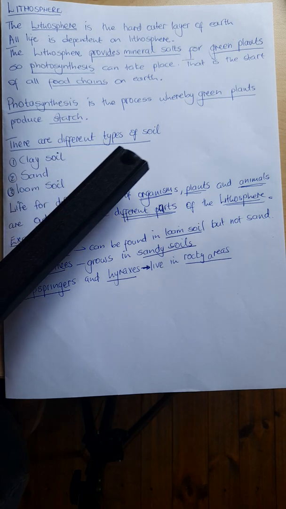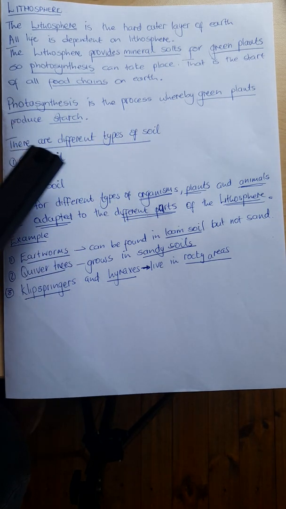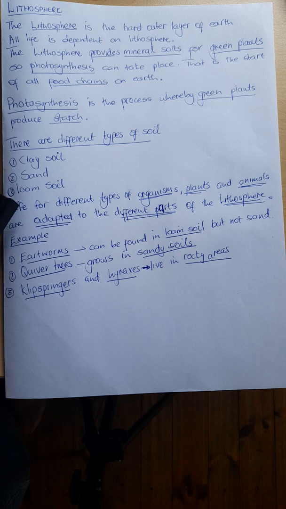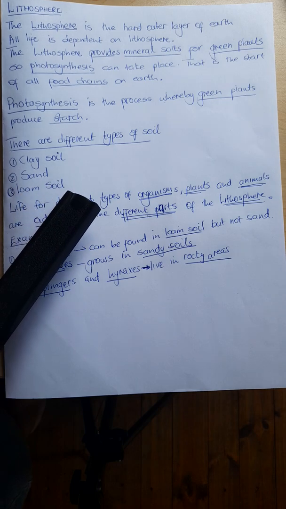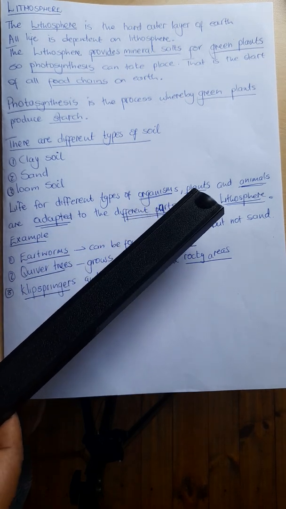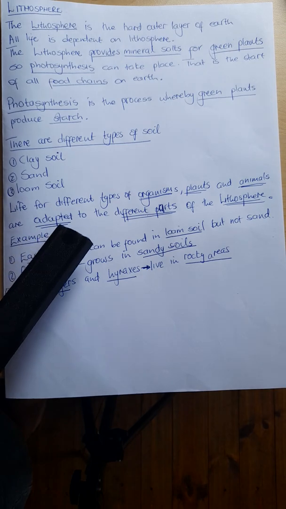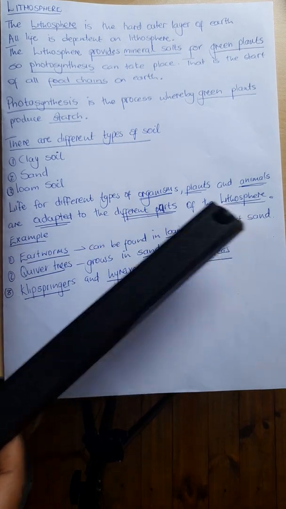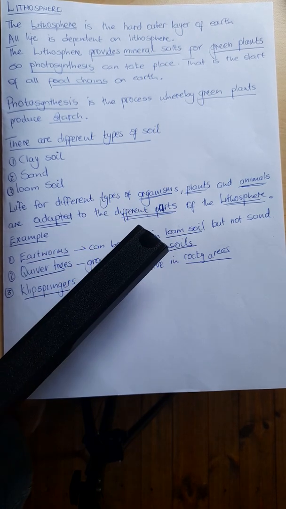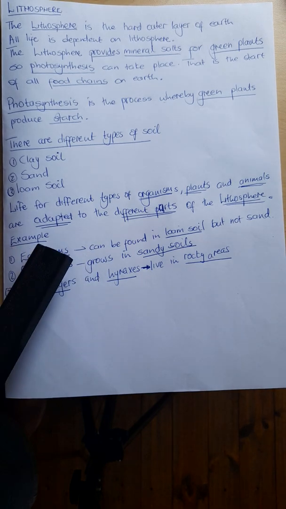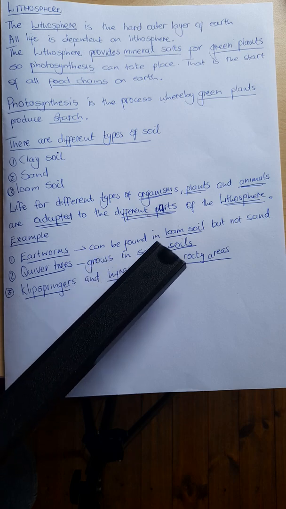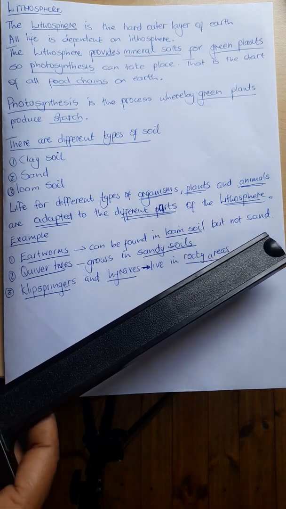There are different types of soils in the lithosphere. Remember, lithosphere is the land. There is clay soil, there is sand, and there is loamy soil. Plants and animals are adapted to the different parts of the lithosphere. For example, earthworms can be found in loam soil, but not in sand.